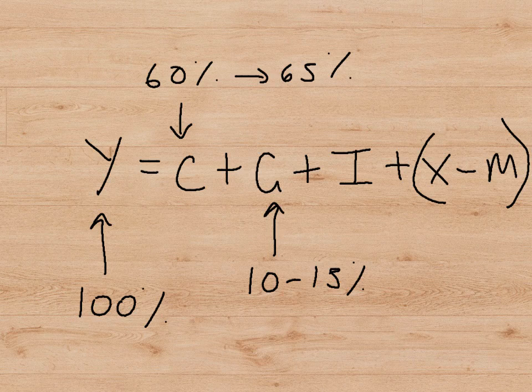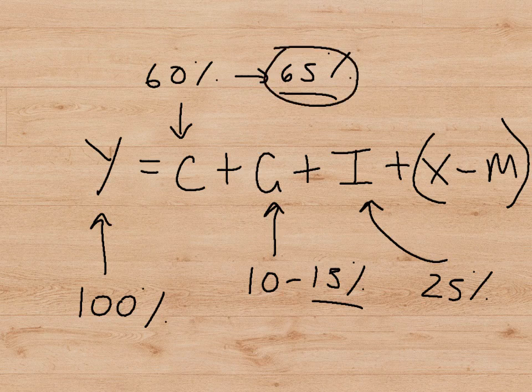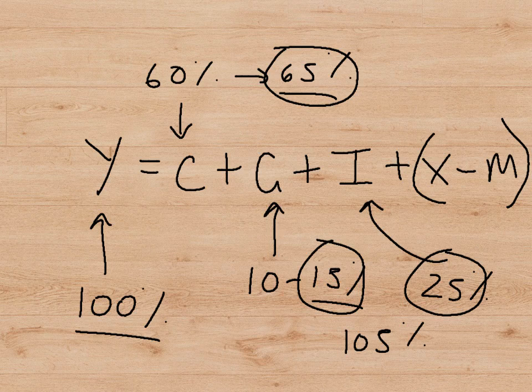Now if we take the higher figures, that would take us to 80% so far. If we say that firms are responsible for, say, 25% of the total spending of our economy, 65 plus 15 plus 25 is, of course, 105%. Now, that seems a bit strange because we're saying that we have 100% on the left-hand side of the equation, which is our total income, and we already have 105% on the right-hand side.